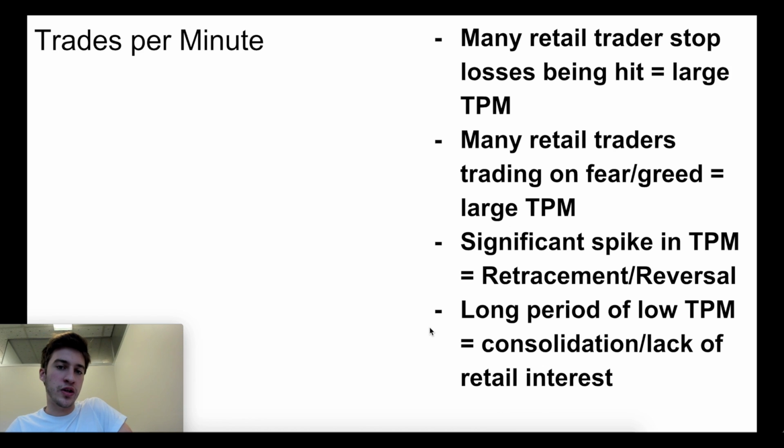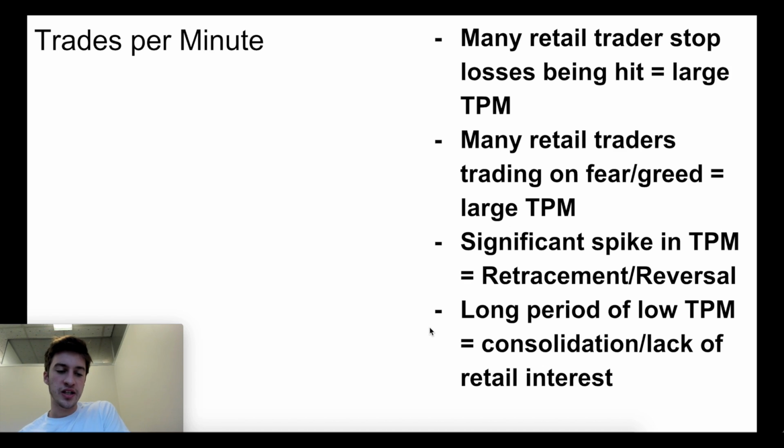And when I see many retail transactions, I think a few things. One, that many retail trader stop losses have just been hit. That's going to result in a large trades per minute. Or that many retail traders are trading on fear and greed, and then we get a spike in fear in a downtrend, which is going to be a spike in a very large bearish candle, spike in volatility, spike in trades per minute. Opposite for an uptrend, price goes up, traders get really greedy, and many retail traders buy into the market, and we get high volatility and large TPM.